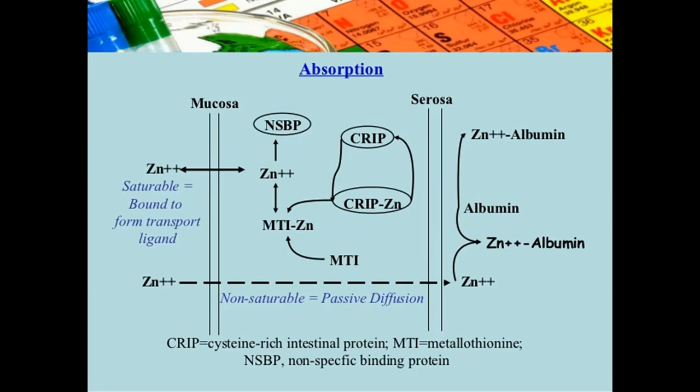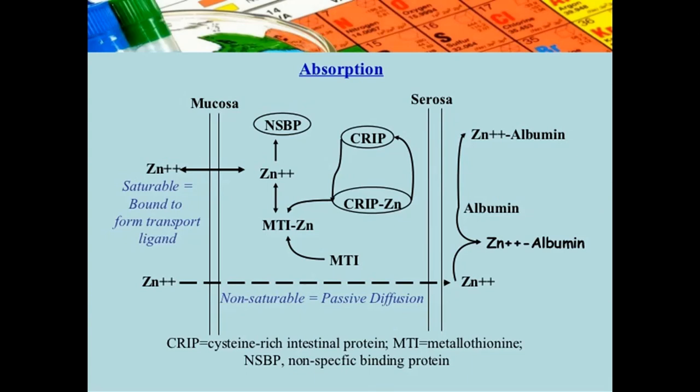Non-specific binding proteins and cysteine-rich intestinal proteins are both involved in digestion and absorption of zinc, which make a complex with zinc and are able to interconvert it into metallothionein. Metallothionein, when associated with zinc, is basically a storage form of protein. When the body needs zinc, zinc is released from metallothionein and further transported to the rest of the tissues.